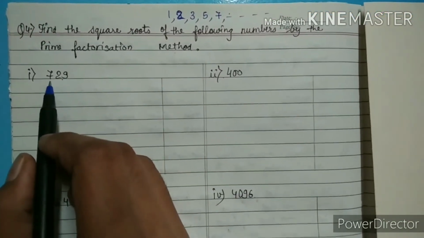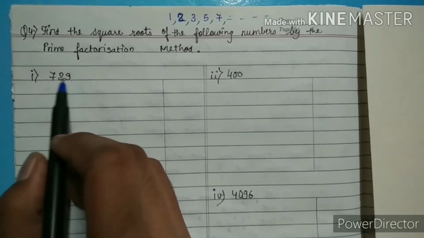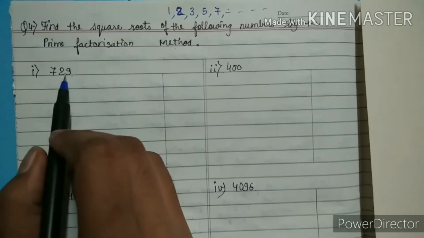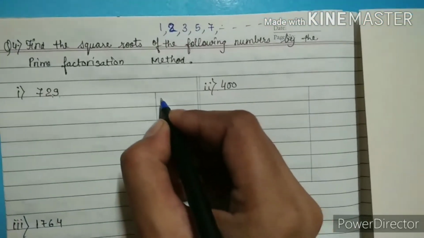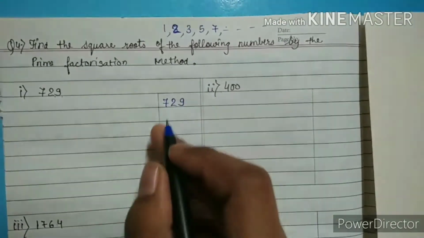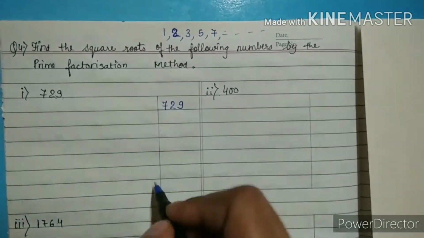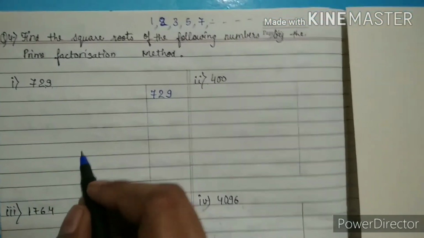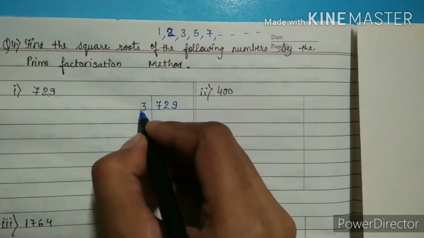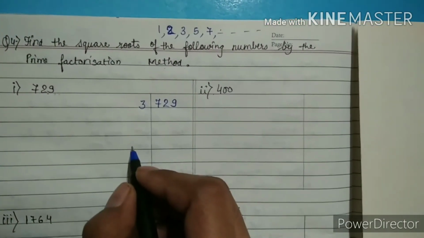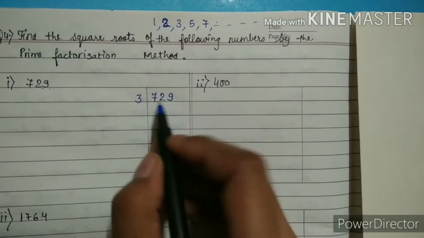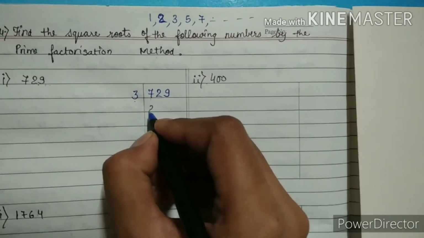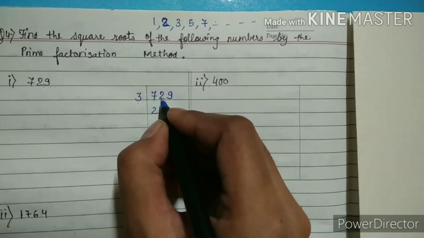So here the given number is 729. We have to find the square root of 729. How? Firstly, I am putting 729 here. You know this method is used for prime factorization. Firstly, we divide by 3. In the table of 3, 6 comes 2 times, 1 is remaining, and that goes near the 2.